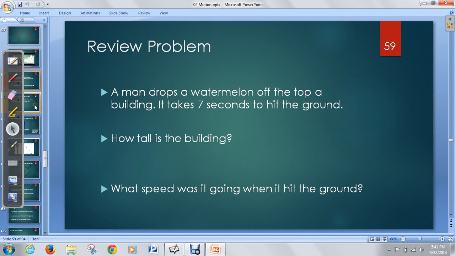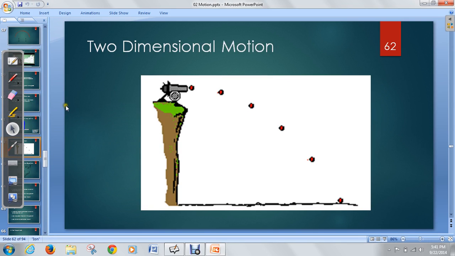But this week, we are going to talk about two-dimensional motion. Okay, so every problem we've done so far was just in one dimension, right? An object falling straight to the ground, a car going across the road. Okay, everything we thought about is in one dimension. But now we're going to look at two-dimensional situations.